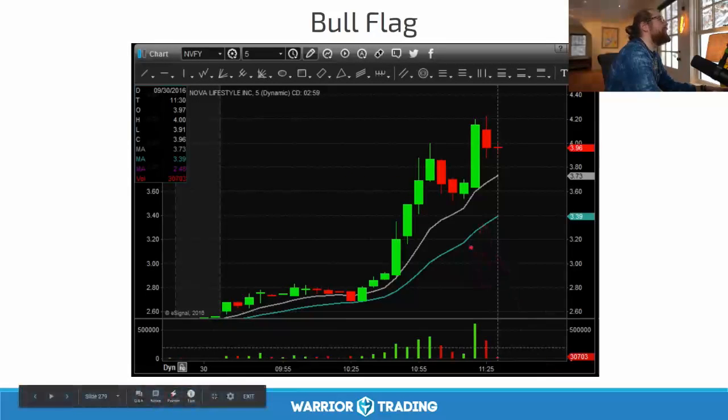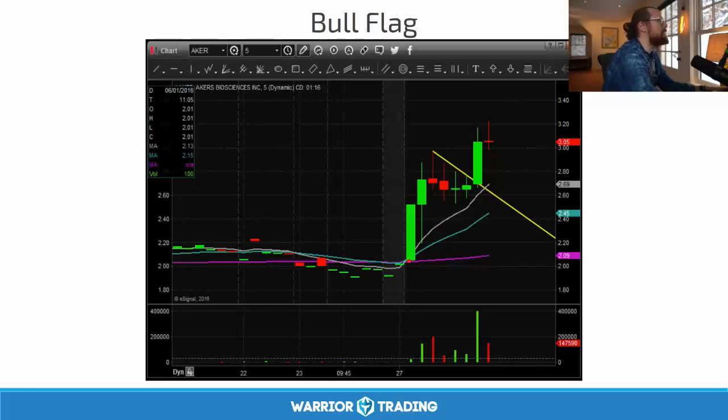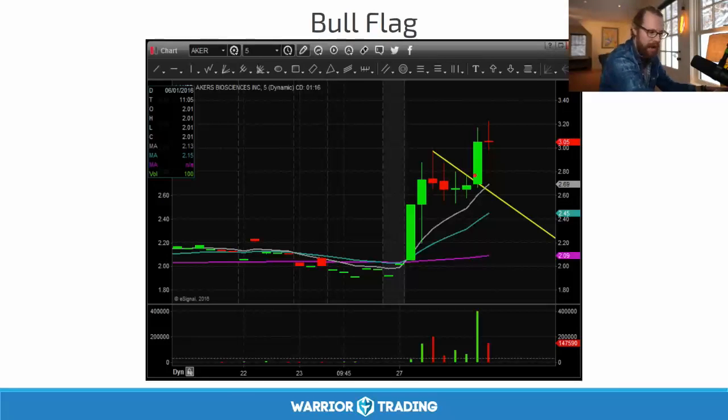All right, so this is NVFY. Now we have AKER. So AKER, you can see this squeeze up. High volume was on a red candle. Light volume pullback, which is good to see. We're definitely happy with that. First candle to make a new high is right here, about 275. It breaks that level and squeezes up to 320. Nice resolution on that pattern.